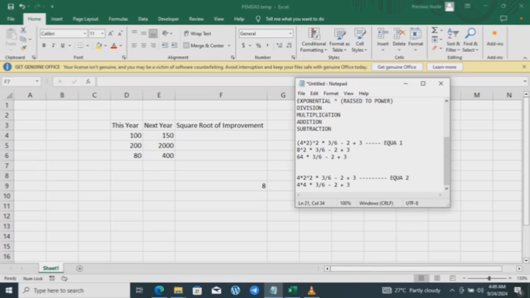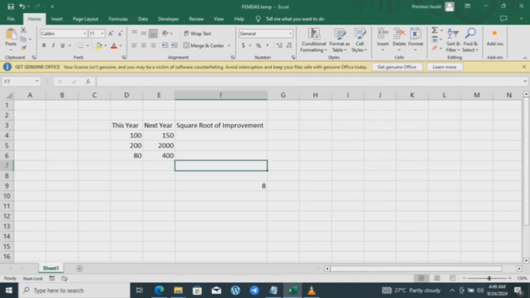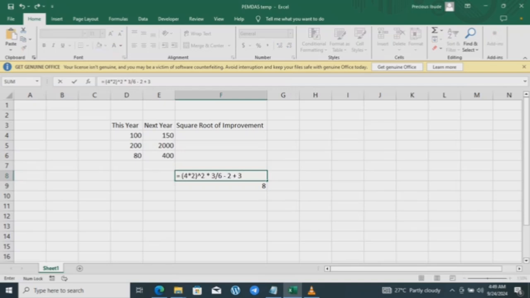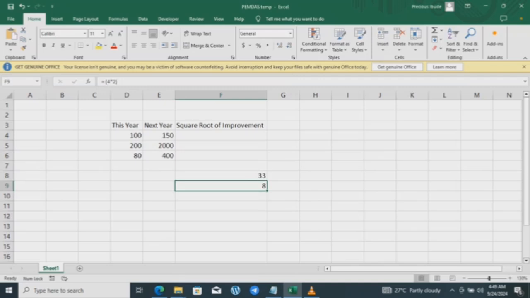Now, in equation one, let me copy this entire equation and put it in Excel. First of all, enter Excel, put your equals sign, and paste that formula here. Are you seeing this? This is equation one. If you press enter, you get 33.